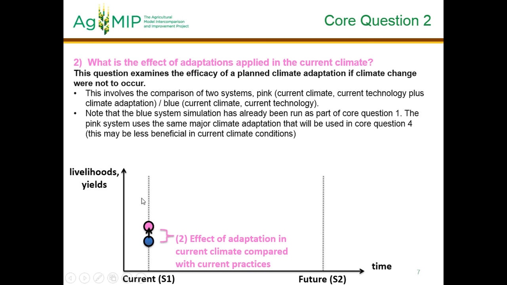All right, the second core question takes that same blue dot representing current and says, well, what if climate change didn't occur at all? What if all that we did was the adaptation? Would this adaptation be beneficial? And hopefully it would be beneficial. So here we're taking this blue system and comparing it to one where we use the same climate and the same agricultural and economic system, except for just this adaptation that we're trying to test. And that gets us to this pink system, and we can measure the benefit of that adaptation in the current system. And there's some overlap here.